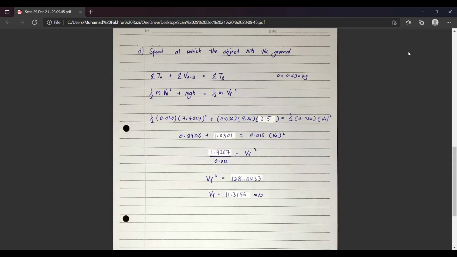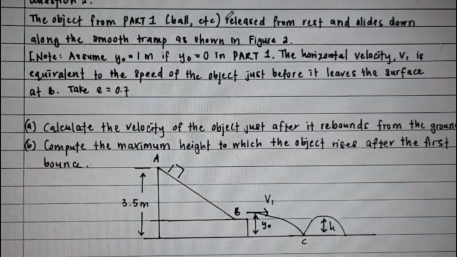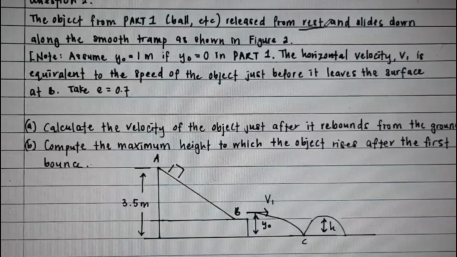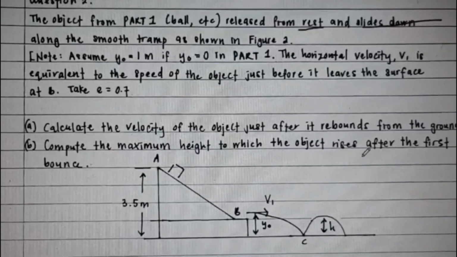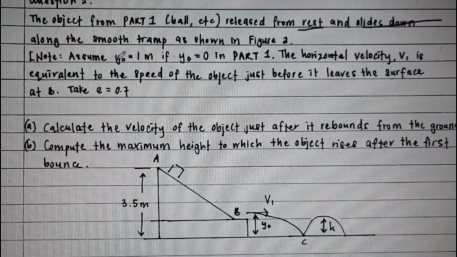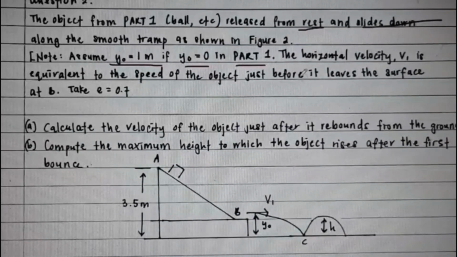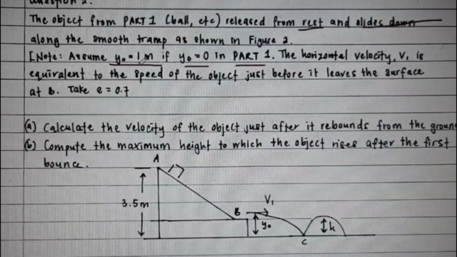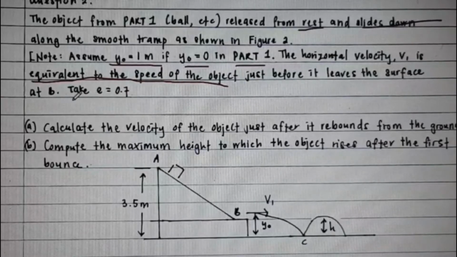Next, for question 2, the object from part 1, which is a ball, is released from rest and slides down along the smooth ramp as shown in figure 2. Below is the diagram of figure 2. Note, assume y0 equals 1 meter if y0 equals 0 meter in part 1. The horizontal velocity v1 is equivalent to the speed of the object just before it leaves the surface at B. Take the coefficient of restitution e equals 0.7.